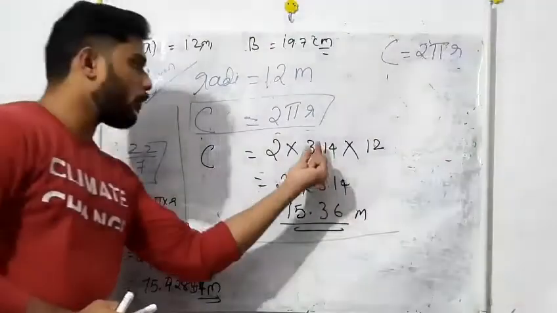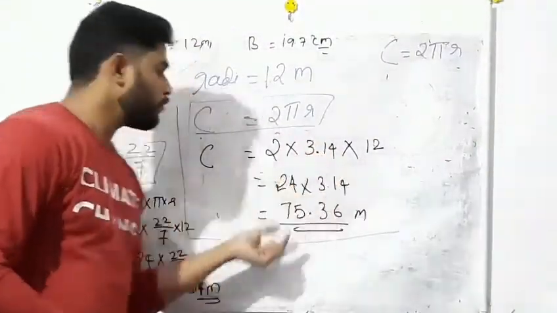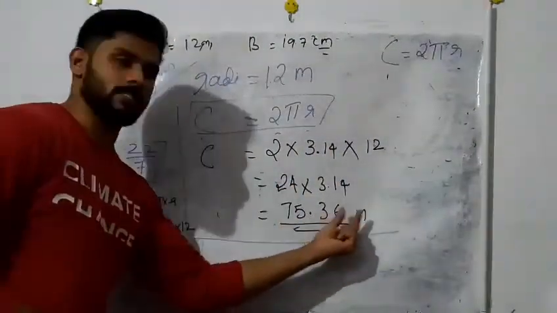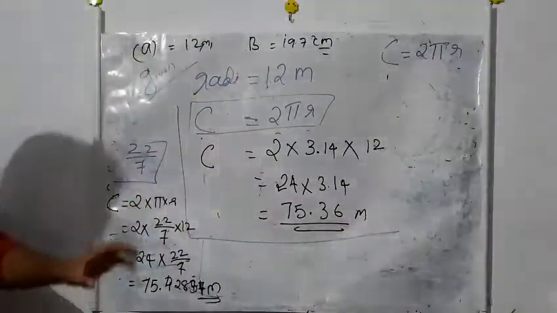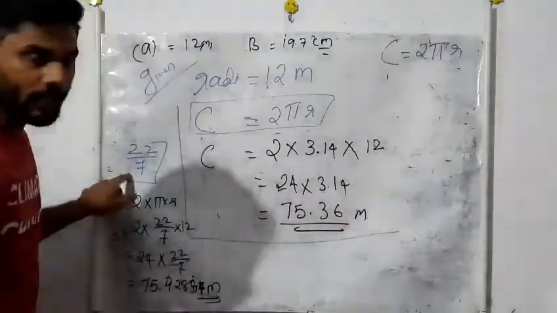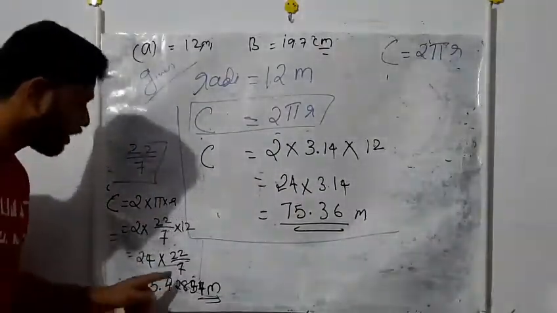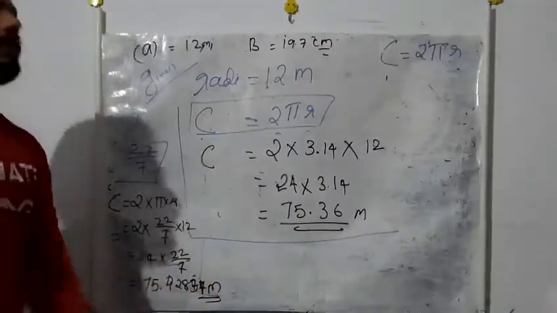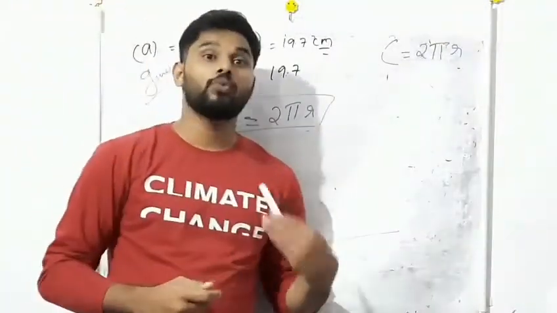If you are using pi value 3.14, you will get 75.36 meter. If you are using the pi value 22 by 7, then you will get 75.42857. Okay.